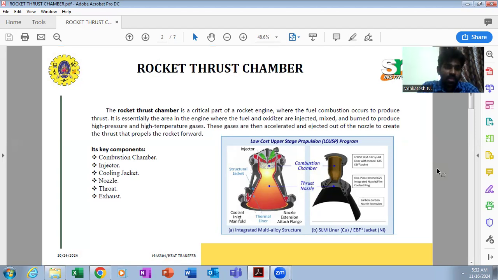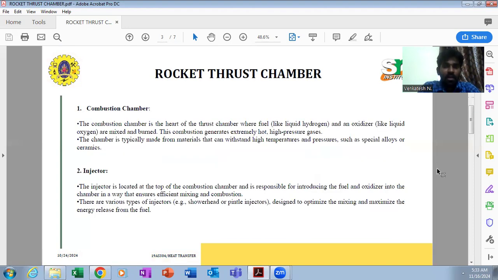The key components are the combustion chamber, injector, cooling jacket, nozzle, throat, and exhaust. In the rocket thrust chamber, the combustion chamber is the heart of the thrust chamber, where fuel and an oxidizer are mixed and burned. This combustion generates extremely hot, high pressure gases. The chamber is typically made from materials that can withstand high temperatures and pressure, such as special alloys or ceramics.